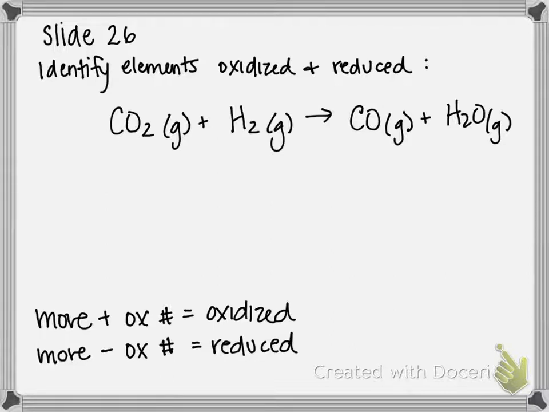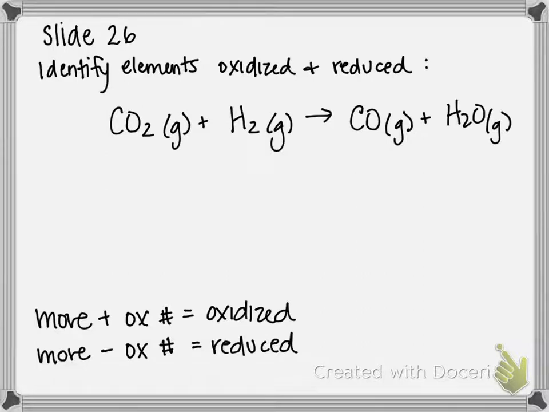So remember that when something is reduced, it's gaining electrons, it's gaining more negative charge. So therefore, when something is reduced from reactant to product, the oxidation number is going to become more negative. More negative is reduced. For oxidation, which is loss of electrons, our oxidation number from reactant to product is going to become more positive. Sorry, got a little tongue-tied there. So, have that written in the bottom for a guide.